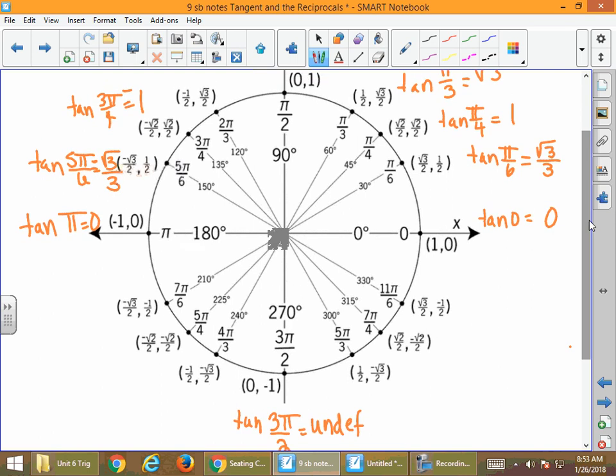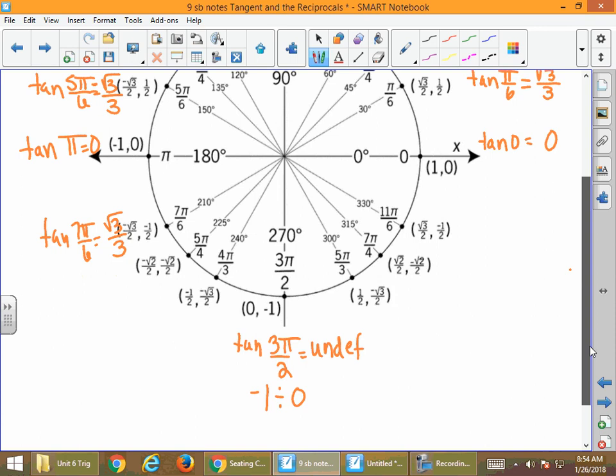But back to our non-quadrantals, the 7 pi over 6. Tangent of 7 pi over 6 is, well, you look over here at pi over 6, you see that it's radical 3 over 3. In the third quadrant, tangent's positive. Tangent of 5 pi over 4 links back to pi over 4. Tangent of pi over 4 is 1. So is tangent of 5 pi over 4. Tangent is positive in the third quadrant.